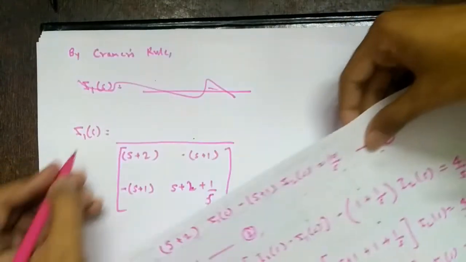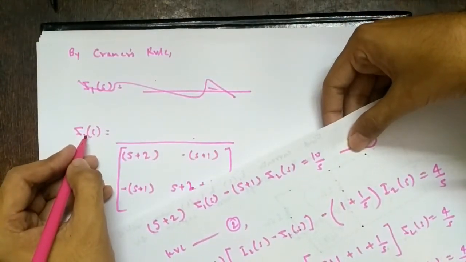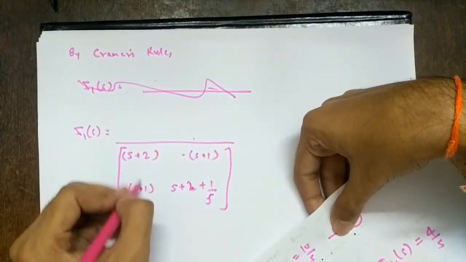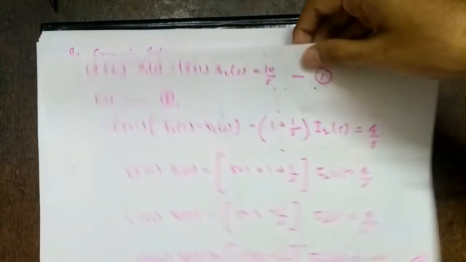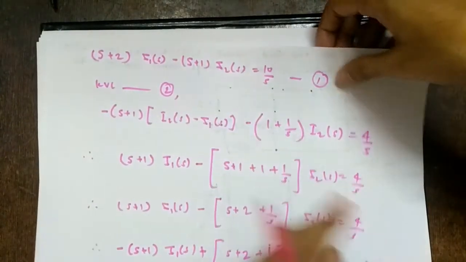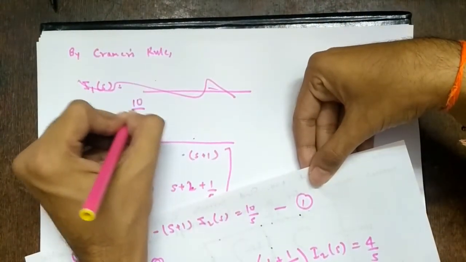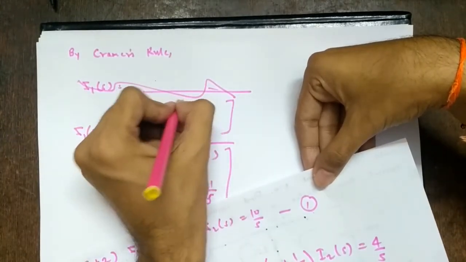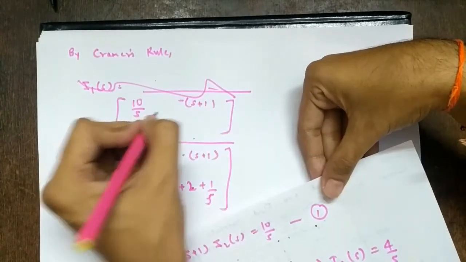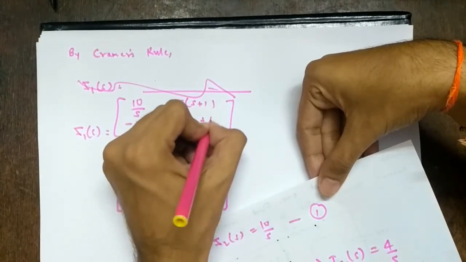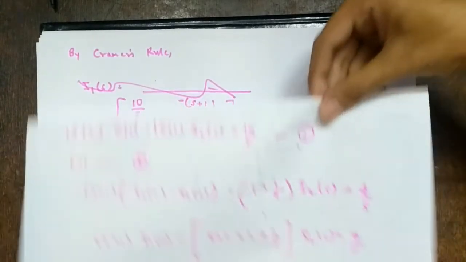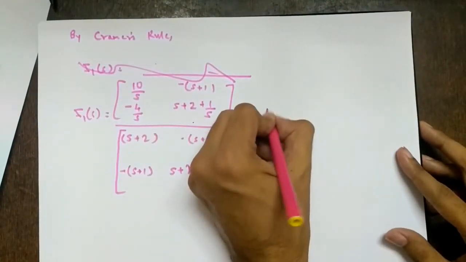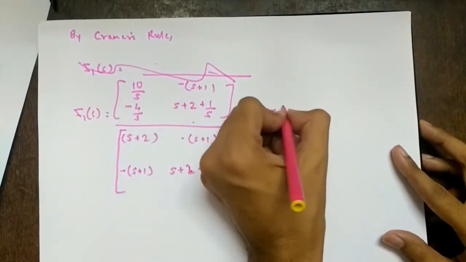Then we are finding I1 of s, right? So we keep this column as it is, since it corresponds to I2, and we change the first column. What will be the first column? This coefficient: 10 by s and minus 4 by s. So 10 by s, minus 4 by s, with the denominator minus of s plus 1 and s plus 2 plus 1 by s. So just cross multiply. This will be 10 by s into s, so 10 plus 20 by s.